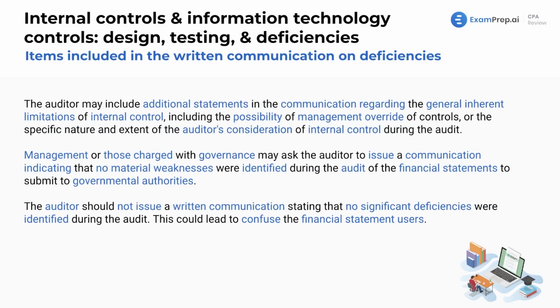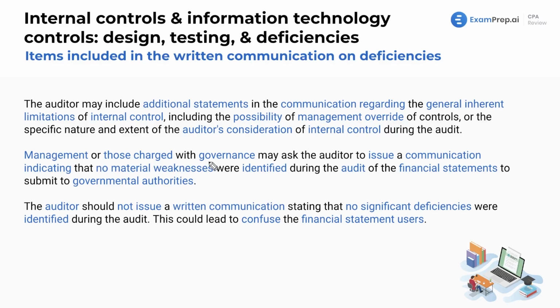The auditor may include additional statements in the communication regarding the general inherent limitations of internal control, including the possibility of management override of controls or the specific nature and extent of the auditor's consideration of internal control during the audit. Just some additional points that you could possibly include there.